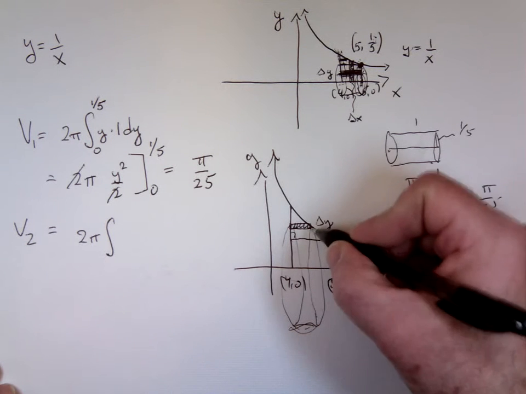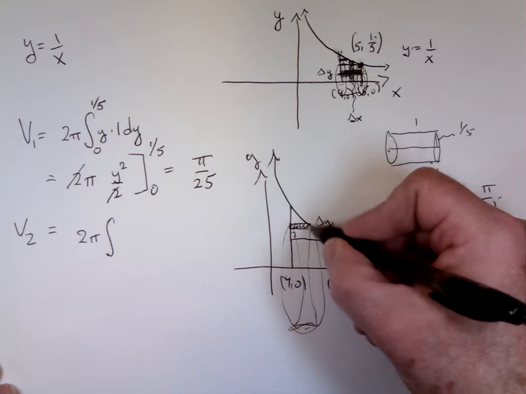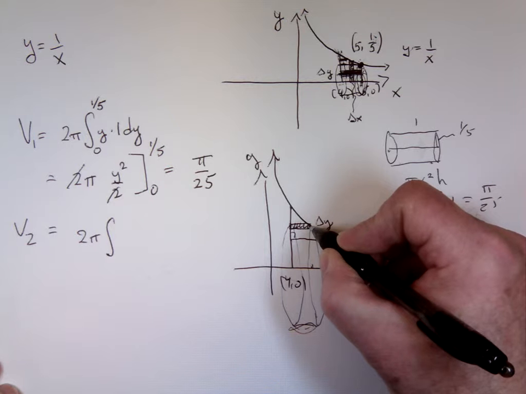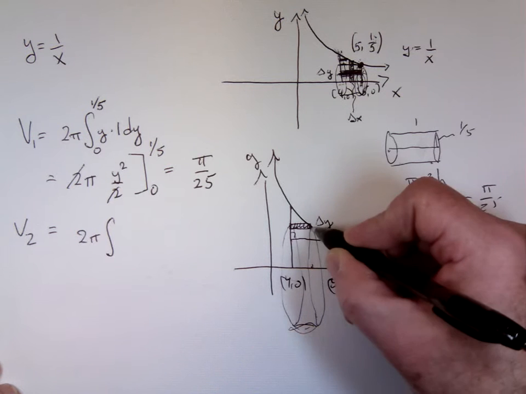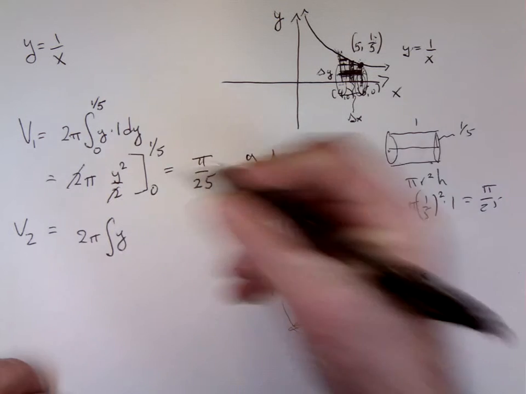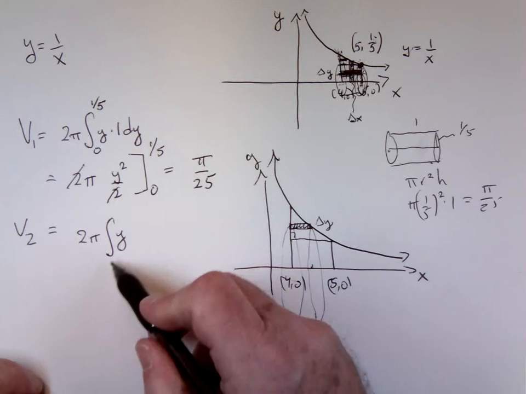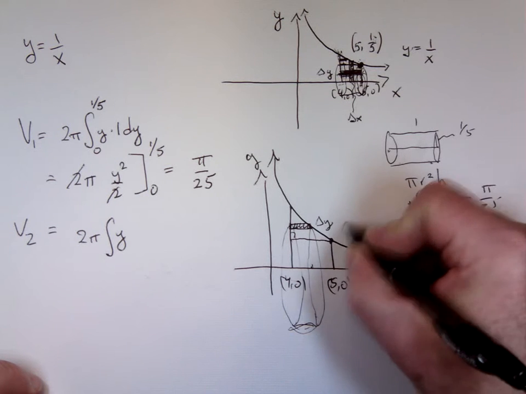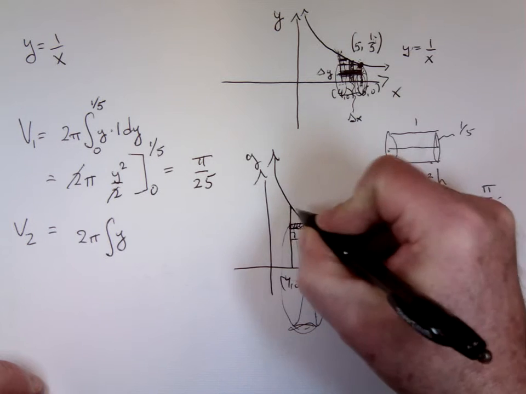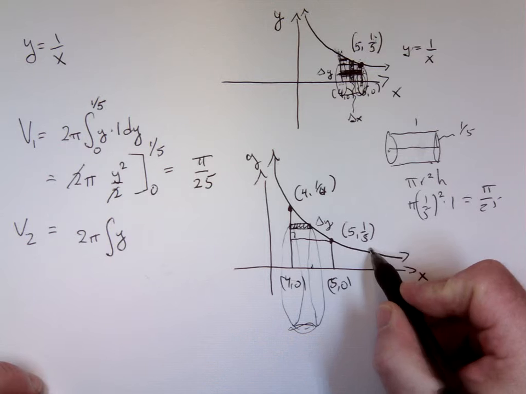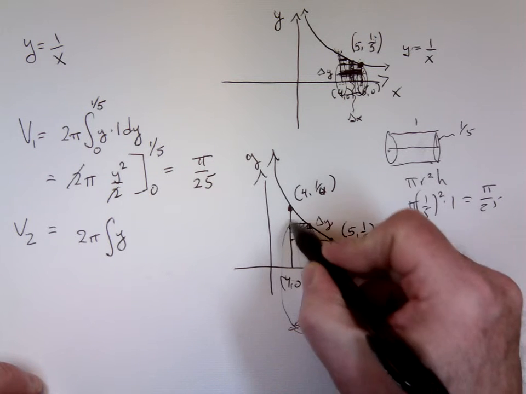What's r now? What's r equal to? This height right here, from here to here? y. It's just plain y. The height above the x-axis is y. The y's are going to go from, where are the y's going to go, by the way? They're going to go from here, 1/5, to here, 1/4. The y limits are going to go from 1/5 up to 1/4.